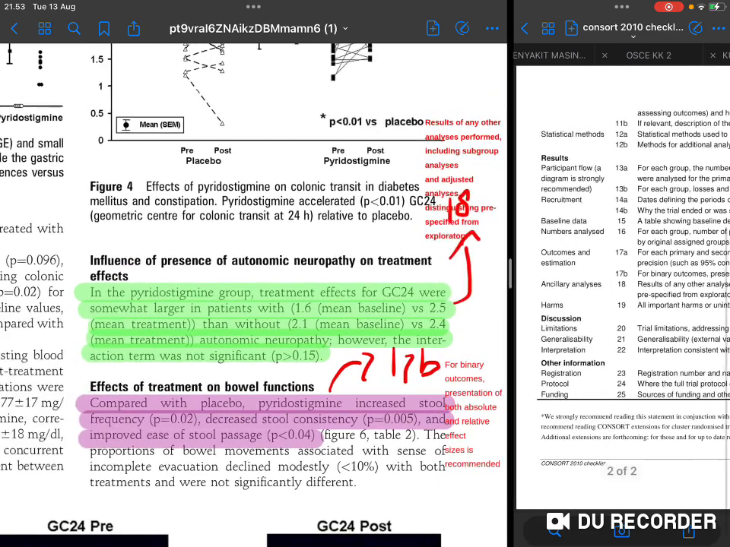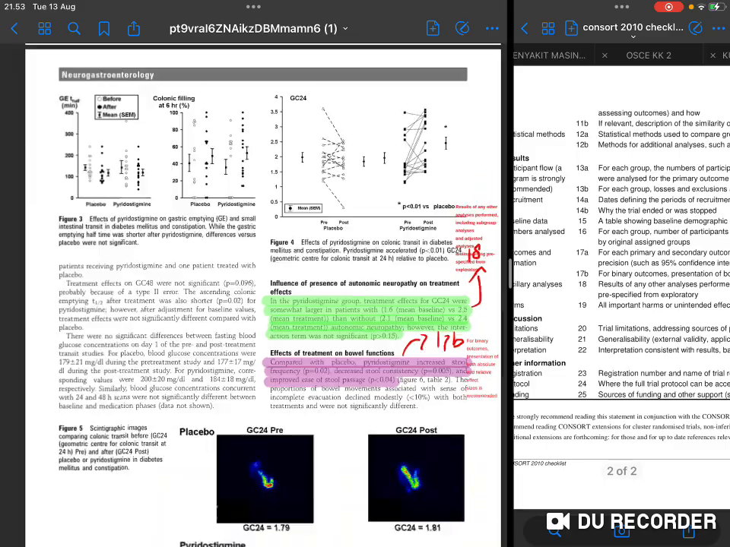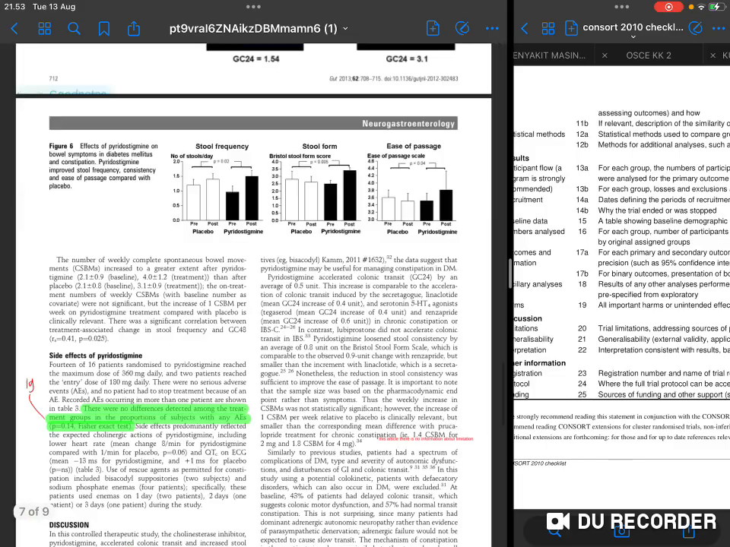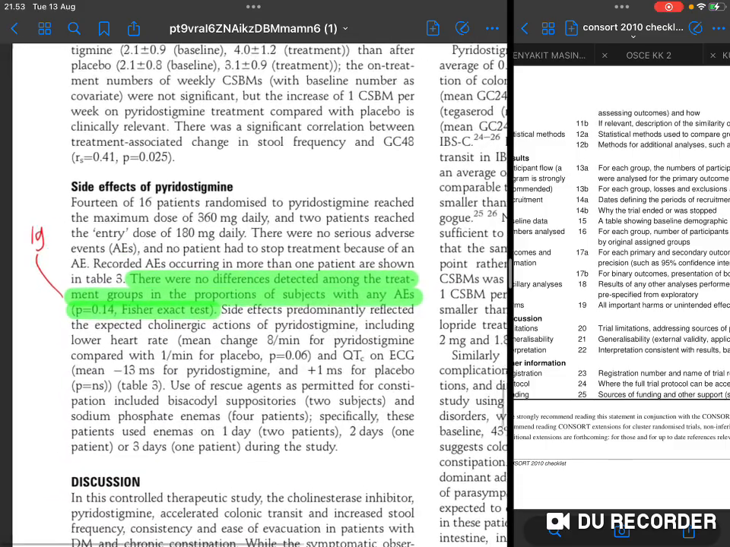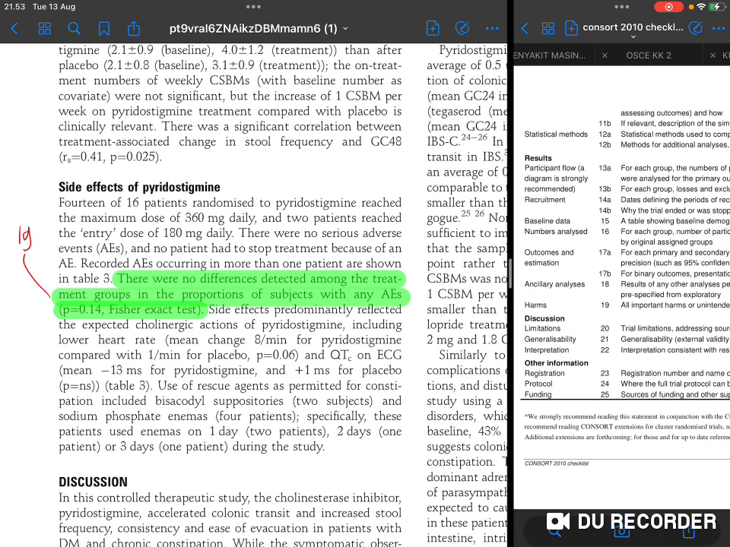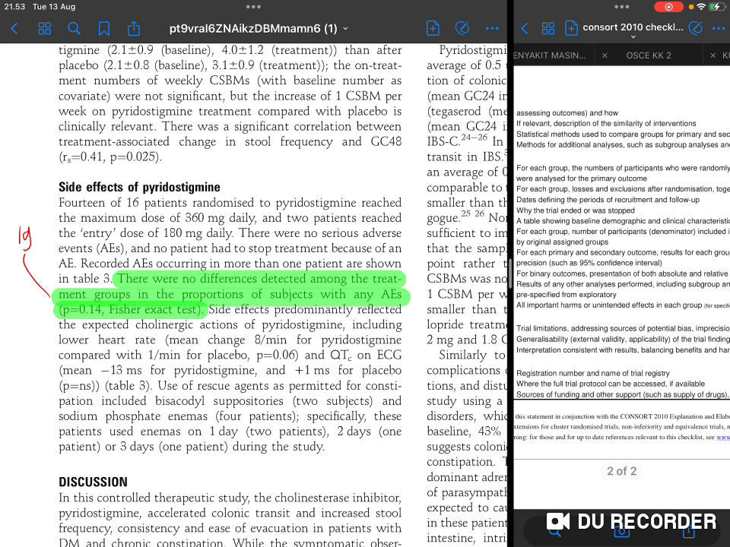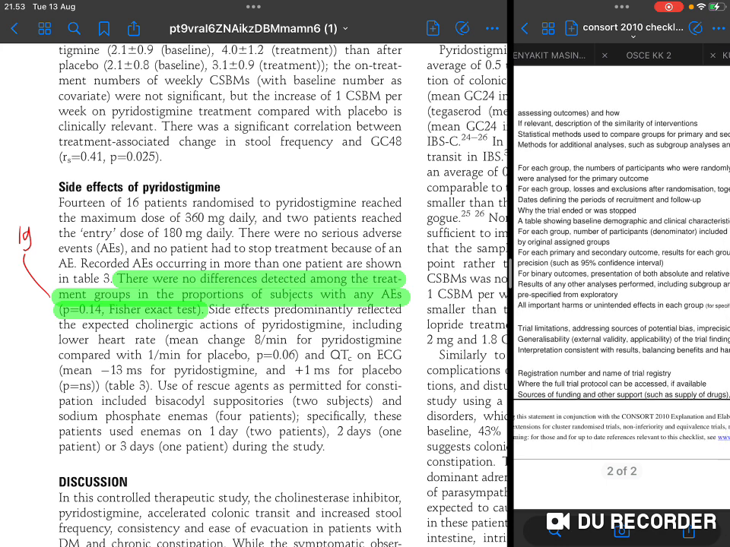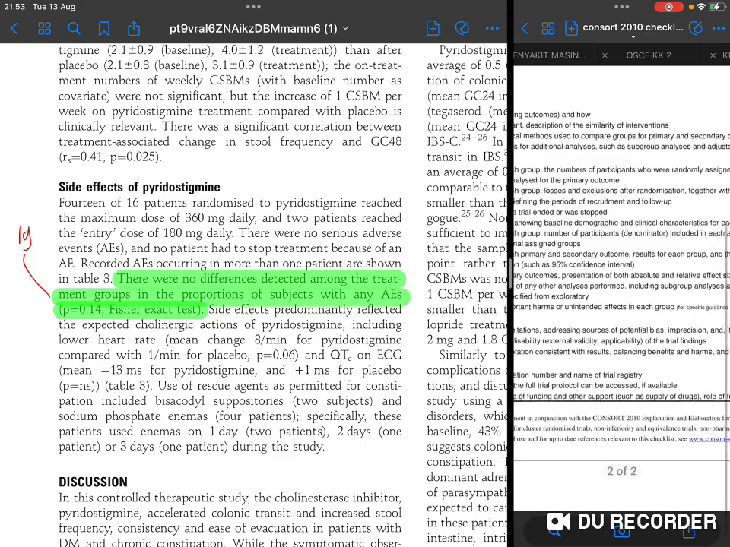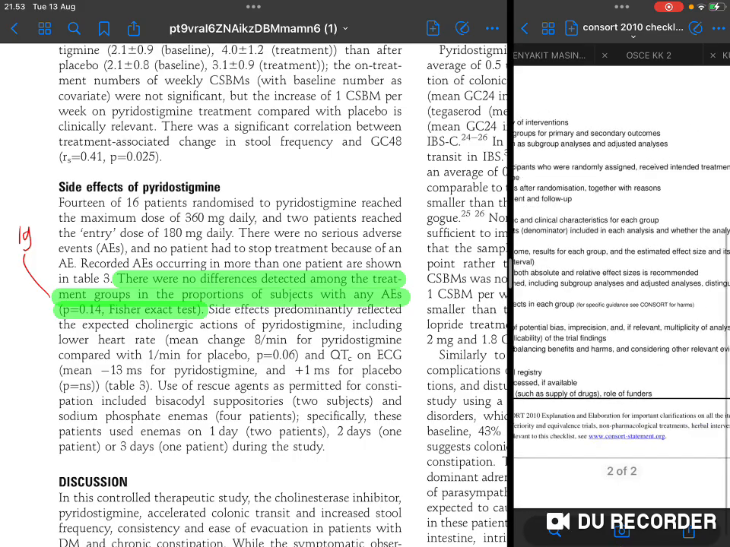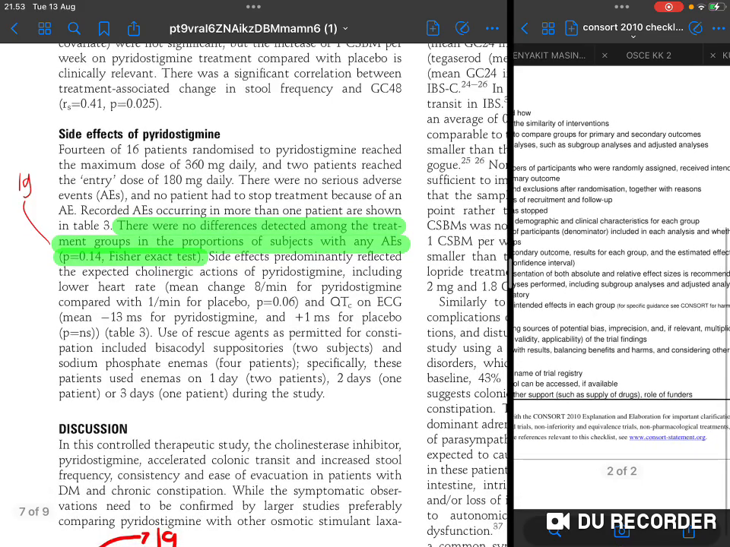And then next in the checklist, number 19. On the checklist, it was stated harms. By harms, it means all important harms or unintended effects, like side effects. It was stated there were no differences detected among the treatment groups in the proportion of subjects with any AEs.